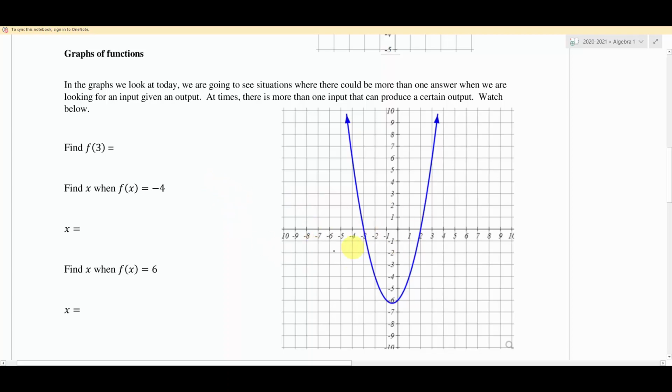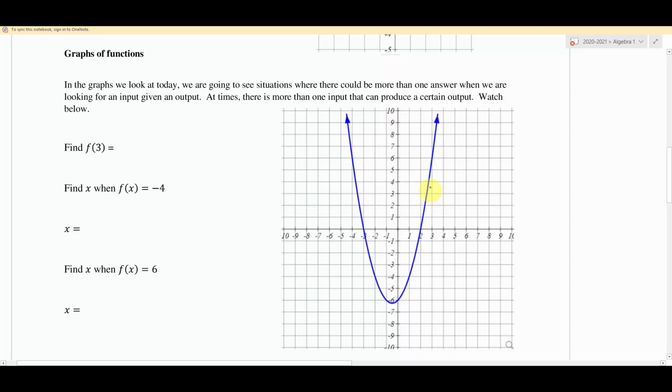All right, so let's try it with this graph and let's see what happens here. So in this first one, they want to know what f of 3 is. So that means they're giving me an input of 3. They want to know what the output is. So I'm going to go over here. I'm going to go to my graph. I'm going to go to x equals 3. There's 3, and then I got to go to wherever my function is at 3.